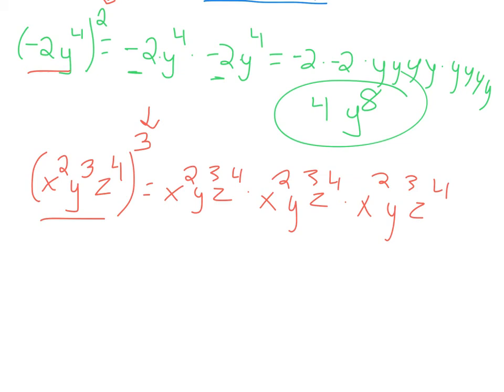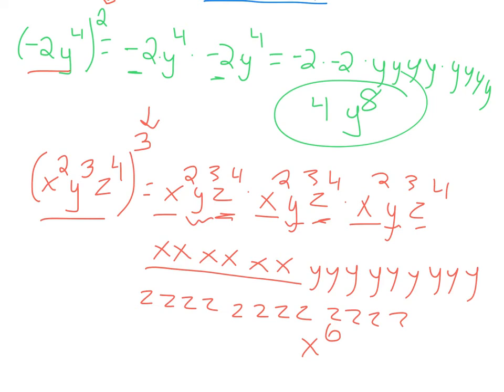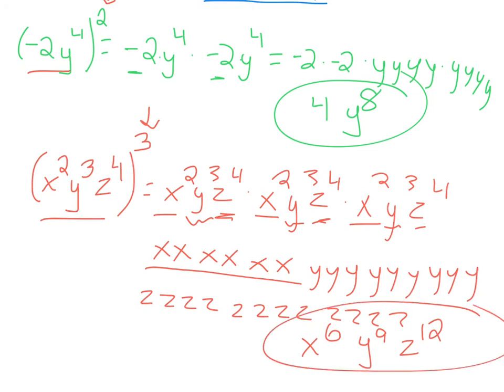And if I expand that all the way, so I have x squared, x times x, this x times x, and this x times x. Look at my y's, 1, 2, 3, 1, 2, 3, 1, 2, 3. I'm going to run out of room for my z's, but that's okay, I'll go underneath. So that's 1, 2, 3, 4, 1, 2, 3, 4, and 1, 2, 3, 4. So how many total do I have? I have x to the 6th, y to the 9th, and z to the 12th.